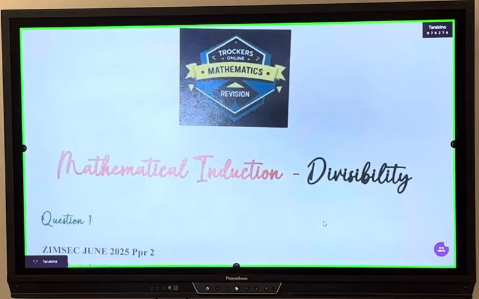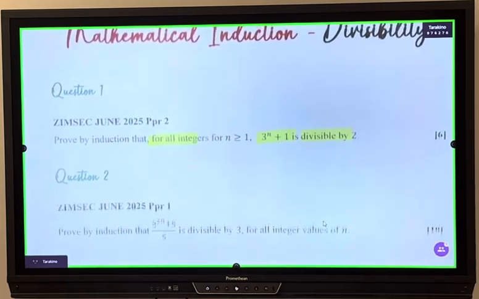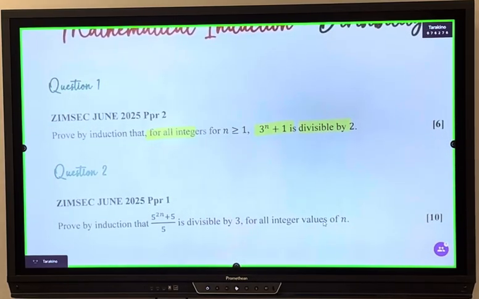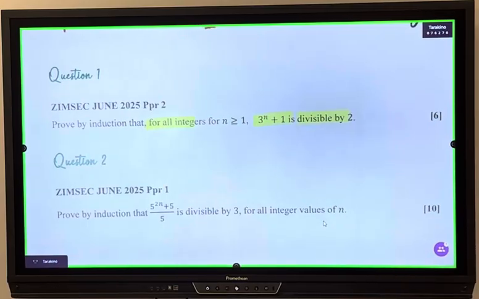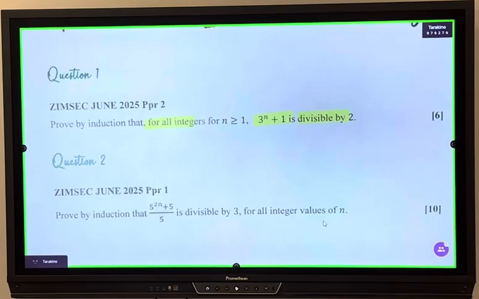So now we are still on mathematical induction under divisibility, but we want to do the ZIMSEC June 2025 paper 1 question which had 10 points. That's a lot and we don't need to lose this. So the question reads, prove by induction that (5 to the 2n plus 5) all over 5 is divisible by 3 for all integer values of n.